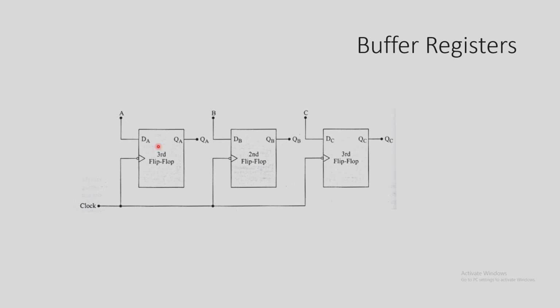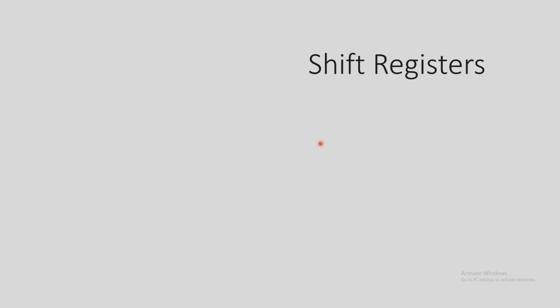The first flip-flop stores data independently and it gives output independently. Similarly, the second flip-flop also stores data independently and gives output independently, and similarly the third flip-flop. So they have no connection, means information is stored in individual flip-flops. But this will be very clear when we study shift registers.